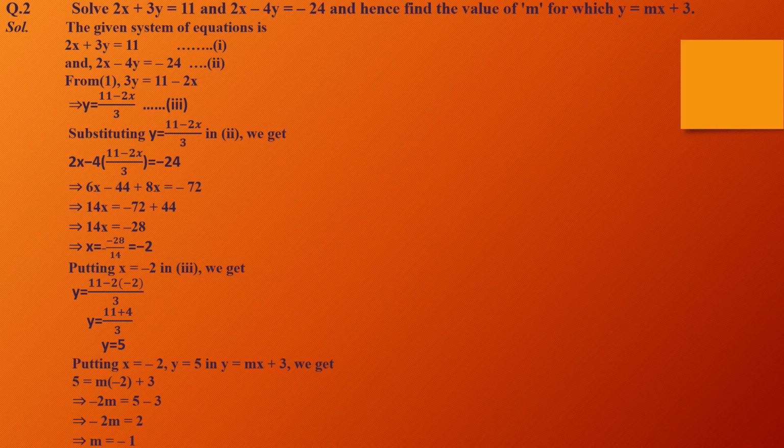Now after getting the value of x equals minus 2 and y equals 5, we put these values in the equation y equals mx plus 3. So we get 5 equals m multiplied by (minus 2) plus 3. So it implies we get minus 2m equals 5 minus 3. It implies we get minus 2m equals 2, and finally we get m equals minus 1. This is the value of m which we want in the given equation.